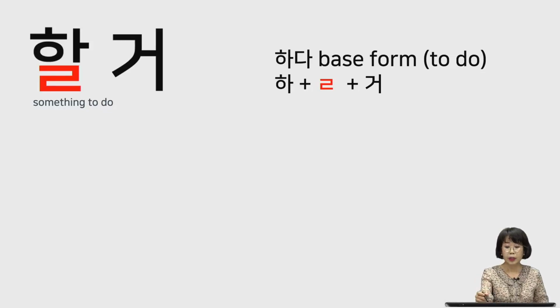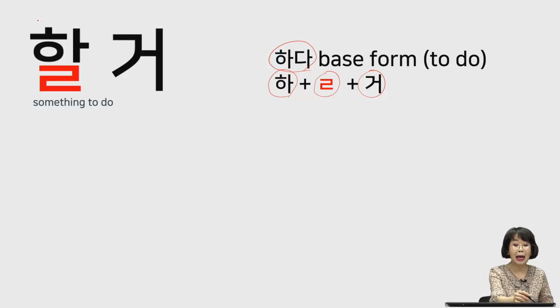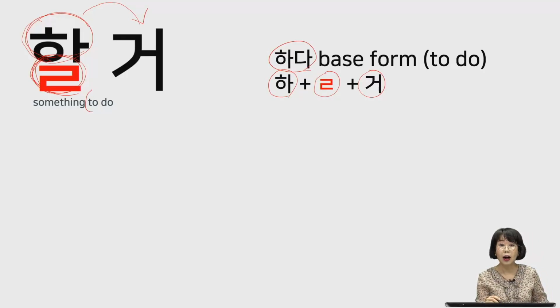할 거. The base form of to do in Korean is 하다. The stem 하 plus attributive ㄹ and 거. 거 means thing. 할 거. Ordinarily, 하 is the verb stem. And if you want to modify 거 with 하, then you put ㄹ. 할 거. Something to do.